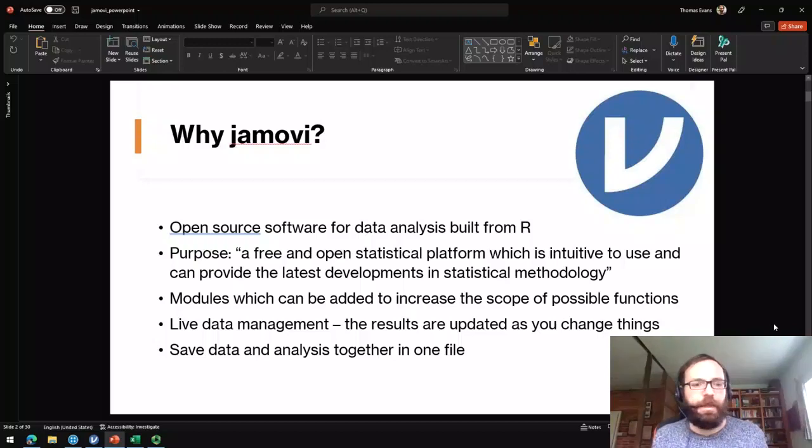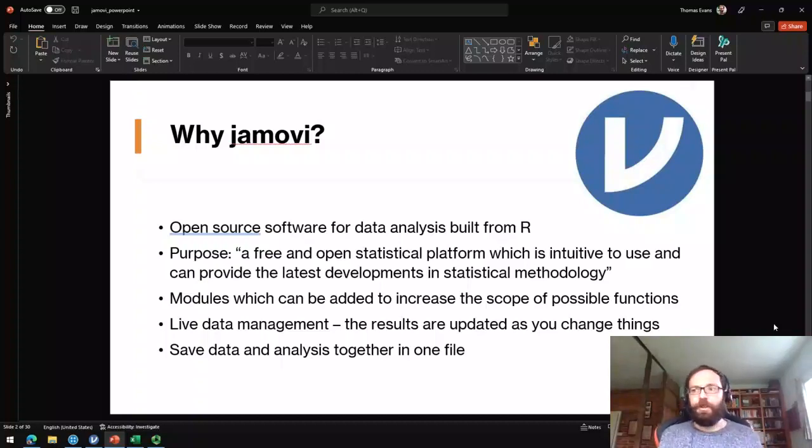So based on the initial introduction book that accompanies Jamovi, the purpose was defined as a free and open statistical platform which is intuitive to use and can provide the latest developments in statistical methodology. And this is, I think, probably a fair summary. It is incredibly accessible, intuitive to use, and there are a lot of new developments in research methods and statistics which are captured within the modules, which aren't necessarily represented in other statistical software.